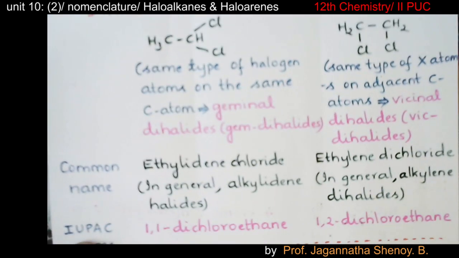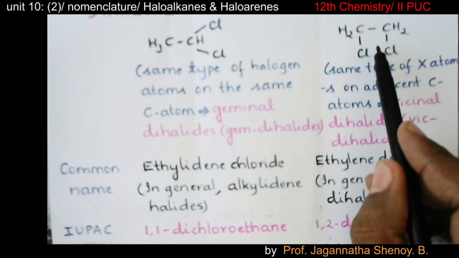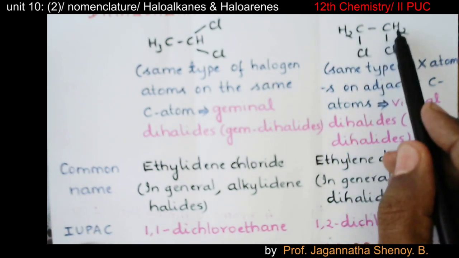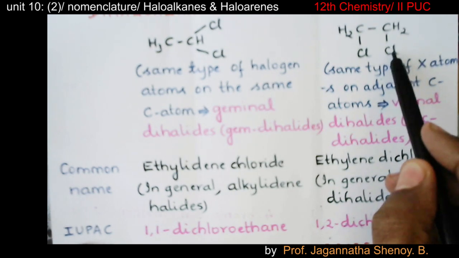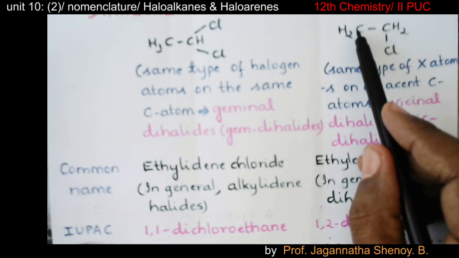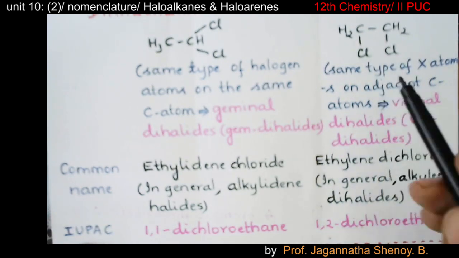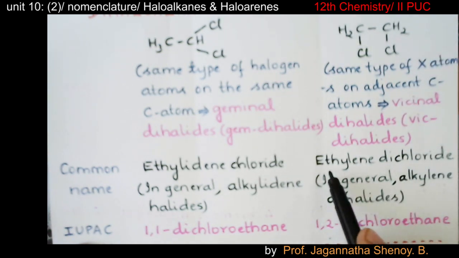Now, if I go to the other one, this compound is actually derived from ethylene. You know, ethylene is CH2 double bond CH2. And there are two chloro groups. So what's the common name of this compound? Ethylene dichloride is the common name. Right? Now, what is the general common name then? Instead of ethylene, I'll have it as alkylene dihalide.